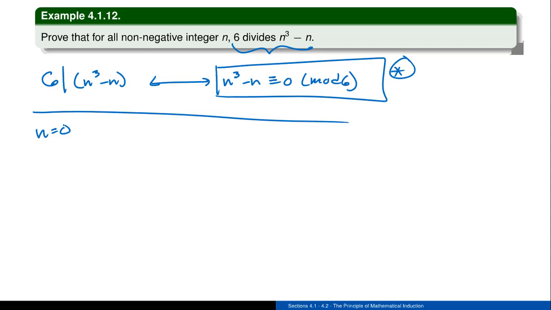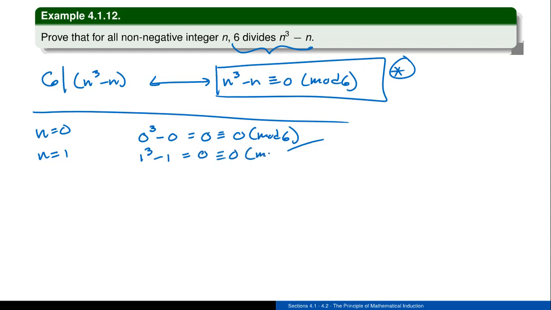If I plug n being 0 into this boxed expression, I see 0 cubed minus 0. I know that's going to be a 0, and 0 is most certainly 0 in this mod 6 setting. So yay, that seems to work out, at least in this case. Okay, let's jump up one step. Let's look at when n is 1. If I look at 1 cubed minus 1, that's 1 minus 1, which is a 0. And hey, 0 is congruent to 0 mod 6, so I'm good in that case as well.